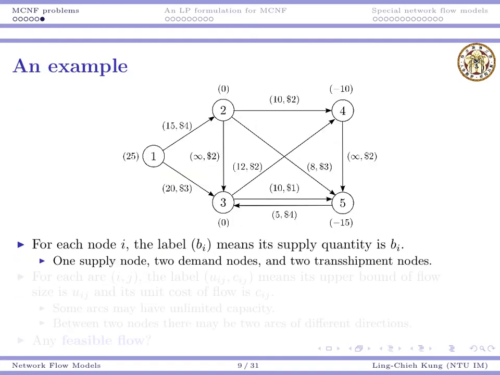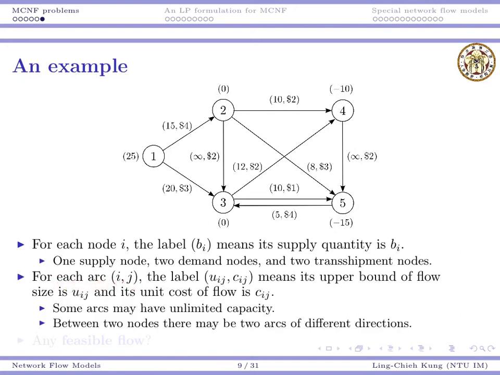So an example is here. In this example, there are 5 nodes, right? On each node, there is a label Bi, which means the supply quantity. So node 1 has a positive supply quantity. This is a supply node. Okay, there's one supply node. Nodes 2 and 3 are transshipment nodes. And nodes 4 and 5 are demand nodes.